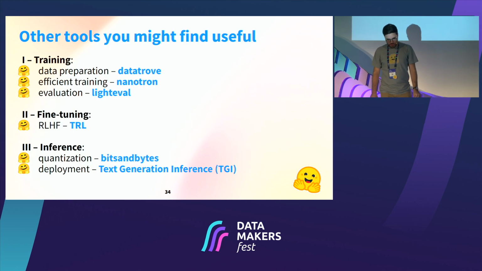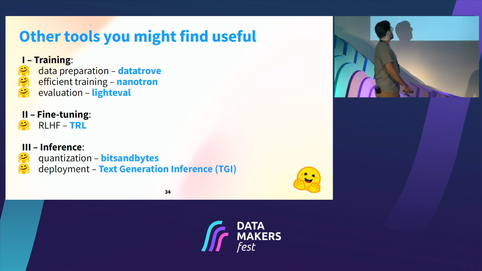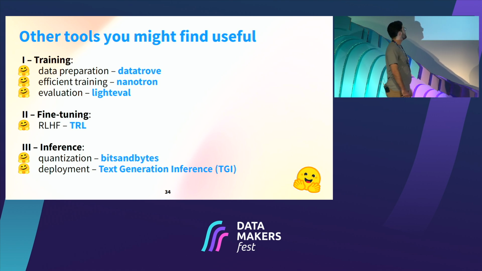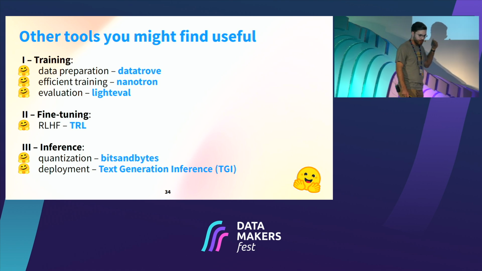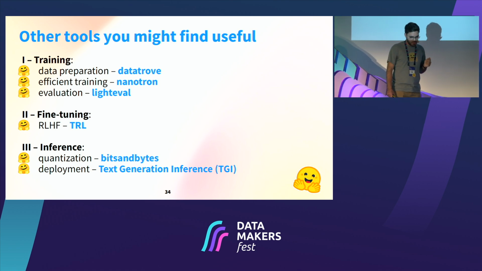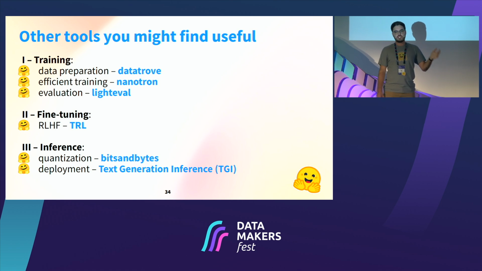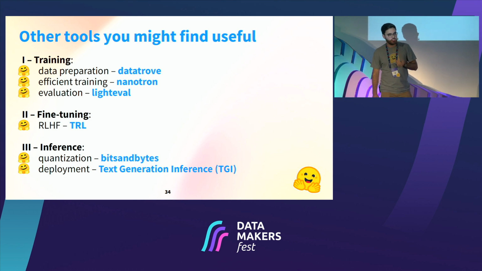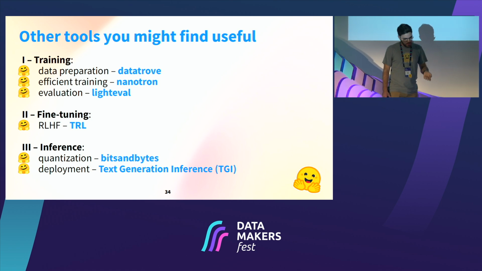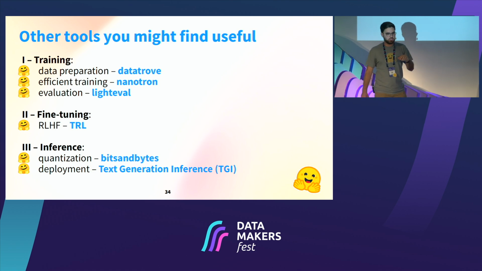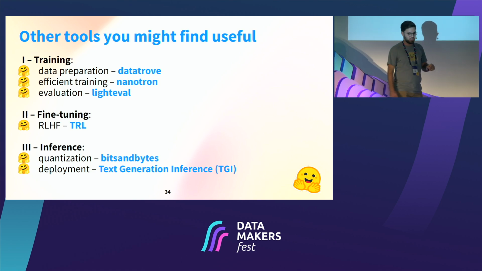We have some other tools you might find useful. I already mentioned Datatrove, but if you want to do training, we have Nanotron for distributed training. We have LightEval for evaluations. This is also another big issue. I mentioned this a bit, like how do you choose tasks? How do you run evaluations? It's not easy. Changing prompts, for example, will change results completely. We have some fine-tuning libraries and some for inference. We have quantization and deployment, for example. We have bitsandbytes and text generation inference. People now are using vLLM, but a few years ago, TGI was quite big.